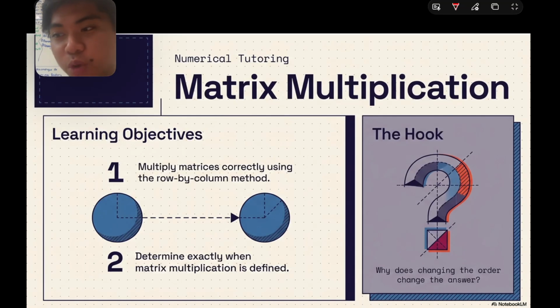Students treat matrix multiplication like normal multiplication and lose marks. So for example, why does changing the order change the answer? By the end, you will be able to multiply matrices correctly and understand why order matters.